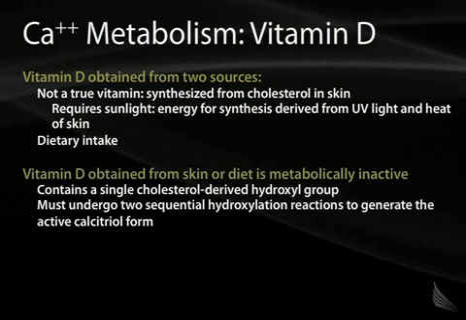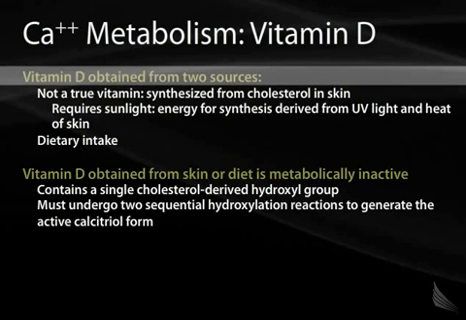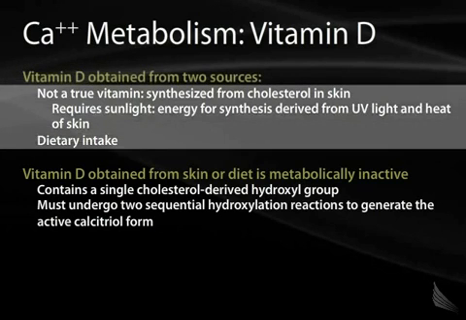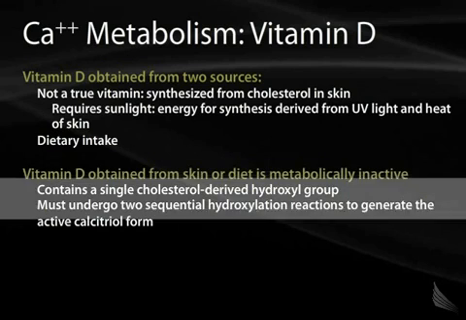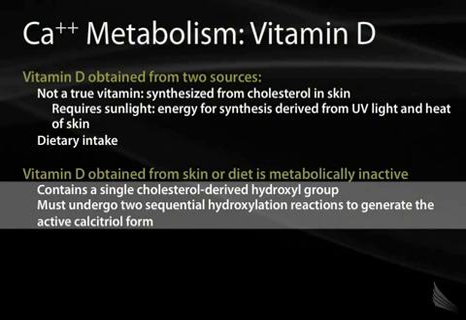The disorders of bone and mineral metabolism that occur in the setting of chronic renal failure are multifaceted. One of the key components is the active vitamin D deficiency. If you recall, vitamin D is obtained through two sources. One is dietary intake, the other is from direct exposure to the sun, where cholesterol in the skin synthesizes vitamin D. However, vitamin D obtained from the skin or the diet is metabolically inactive, and it requires two sequential hydroxylation reactions to generate the active form. The first hydroxylation reaction occurs in the liver, the second in the kidney itself.